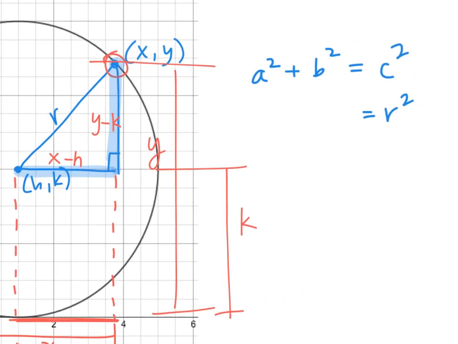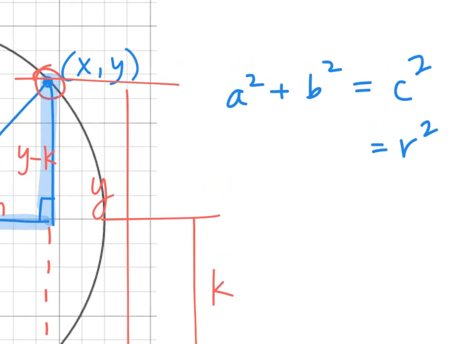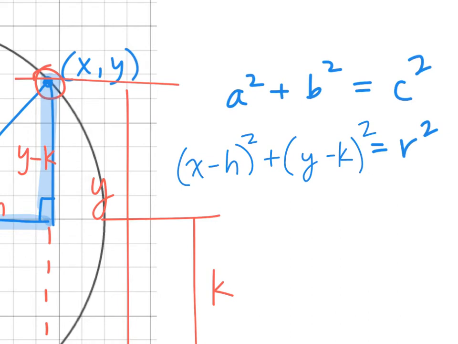So if we go back to our equation, a squared plus b squared equals c squared, instead of a, b, and c, we're going to put in x minus h, y minus k, and r. So (x minus h) squared plus (y minus k) squared equals r squared. And that is the equation for the circle. So it's basically the Pythagorean theorem.